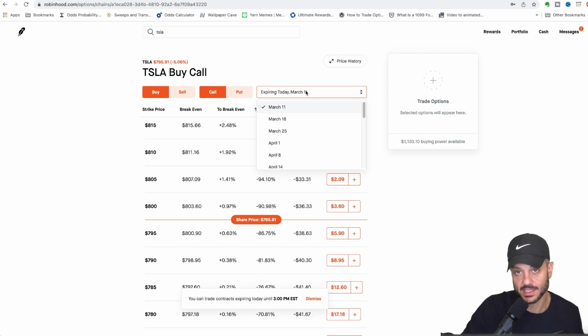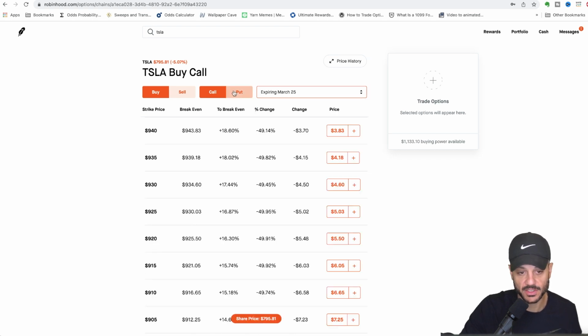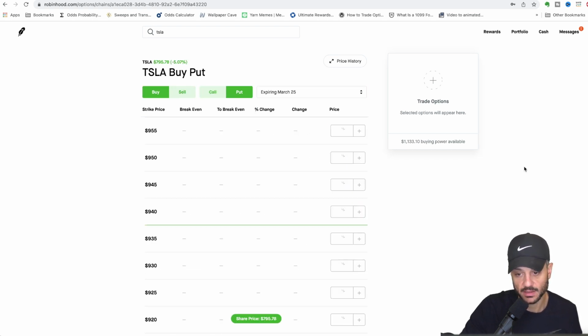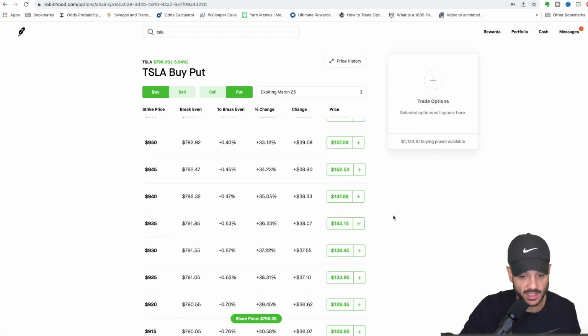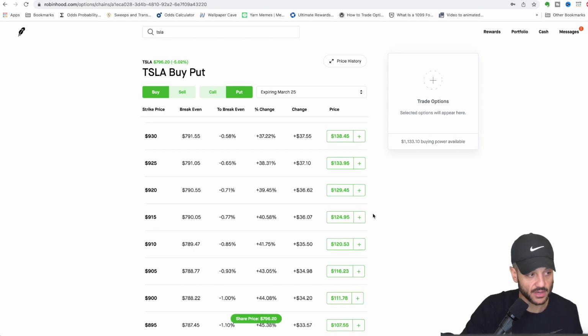I generally like to sell credit spreads 1 to 2 weeks out. So let's just go to March 25th. Let's go to the put side. And again, feel free to rewind this, play it as slow as you want. This stuff is hard. I get it. I don't take it for granted.